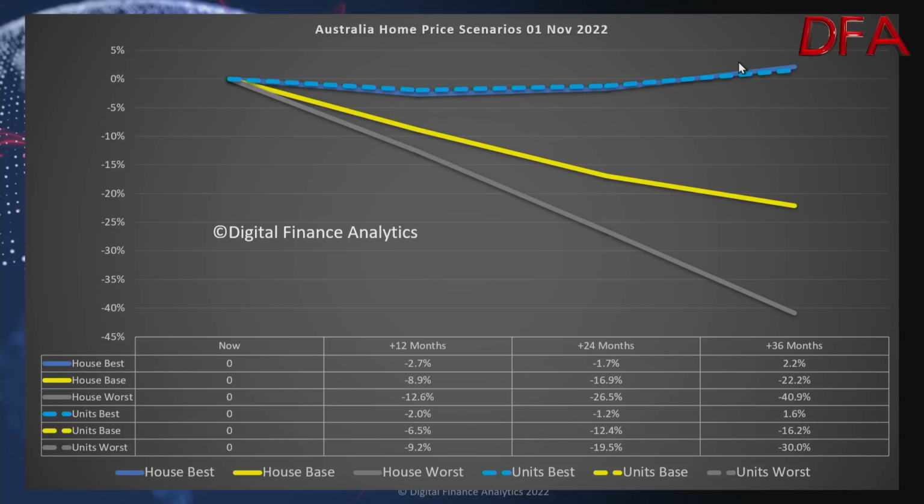And I've got the same for units as well. So units, pretty close trajectory, but the falls for units over the next 2 and 3 years, not so high. The reason it's not such a deep fall is because they never rose as much over the last 2 or 3 years. Houses went through the roof, units didn't. So that's why. But even so, worst case scenario for units down 30%, base case down about 16%.